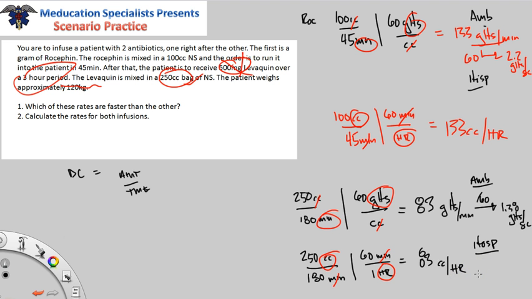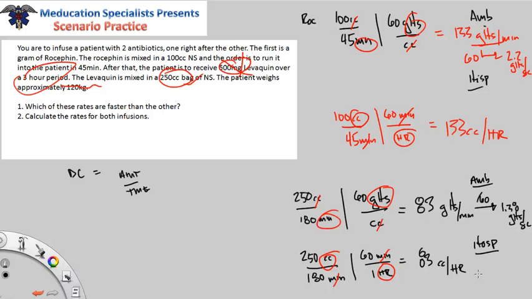Same thing here, 250 times 60 divided by 180, and that gets us 83 cc's per hour. So you can see here that it's very simple. I'm talking about fluid infusions, but you could use this for anything. Luckily, in an antibiotic administration, usually that's IV, you're going to give that whole bag, because it's one full dose.